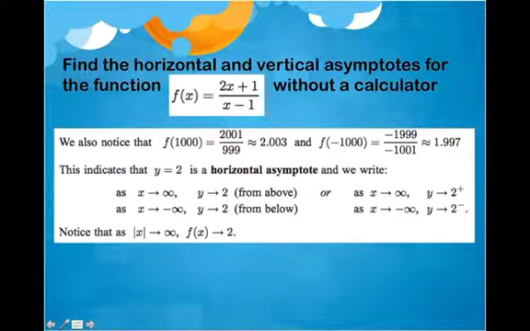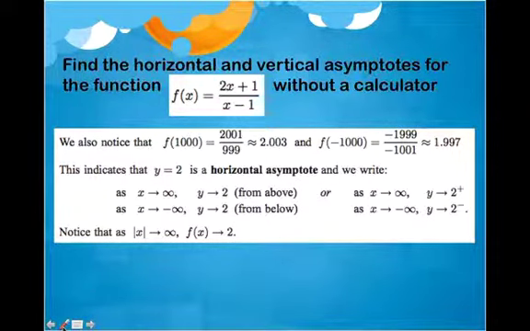Here's some notation for you. It's basically saying as x approaches positive infinity, y is approaching 2 from above the asymptote. As x approaches negative infinity, y is also approaching 2, but from below the asymptote. That's what this plus and this minus, from above and from below notation, means. So from either direction, our function is approaching 2.